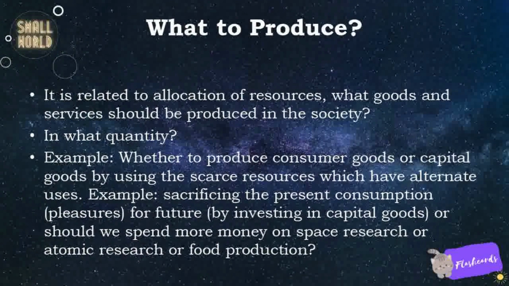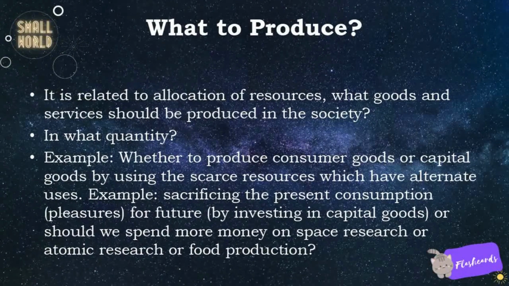What to produce. It is related to allocation of resources. What goods and services should be produced in the society? In what quantity? Example: whether to produce consumer goods or capital goods, by using the scarce resources, which have alternate uses. Example: sacrificing present consumption or pleasures for the future, by investing in capital goods, or should we spend more money on space research or atomic research or food production?